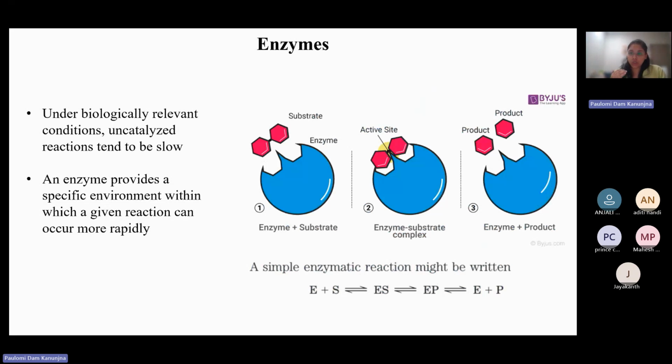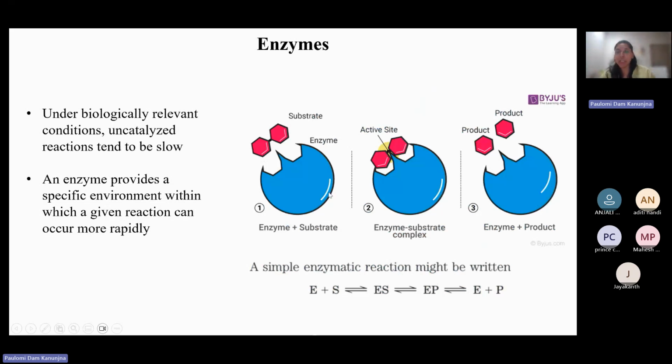Now, why do you need this enzyme? What is the importance? In nature, or if you just observe around you, there are many reactions taking place, but they are very, very slow in nature. So enzymes are basically there to catalyze these reactions. They help this reaction occur faster. So an enzyme provides a specific environment within which the reaction occurs rapidly. The reaction otherwise takes a long time to occur. An enzyme speeds up this process, as you can see here.